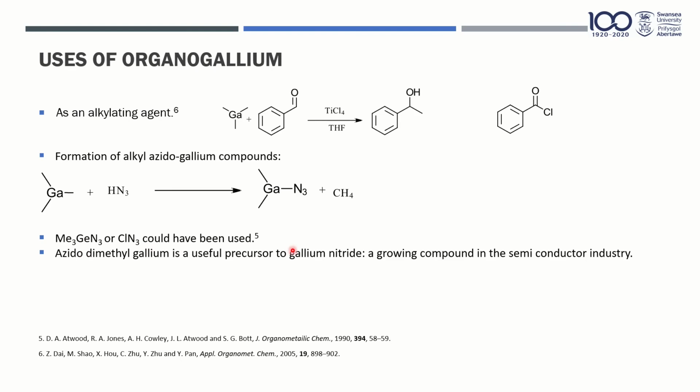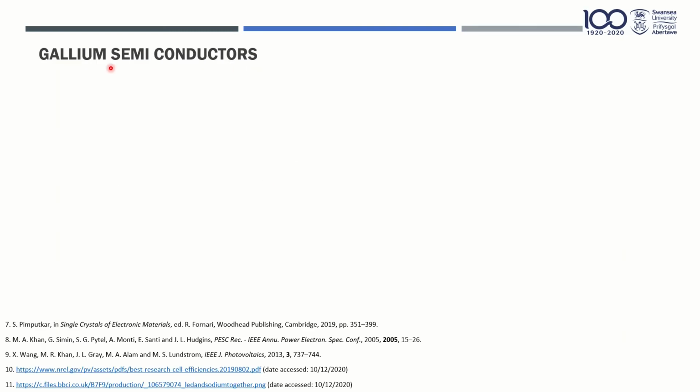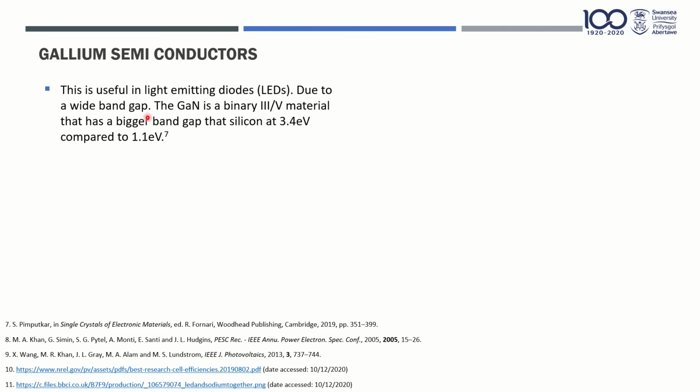As I stated earlier, gallium nitride is a very useful component in the semiconductor industry as a 3,5 semiconductor. This is one of its precursors. In this slide, we shall talk about gallium semiconductors, specifically one being gallium nitride. It's better than silicon, as stated here, as it has a band gap of 3.4 electron volts, more than silicon's.